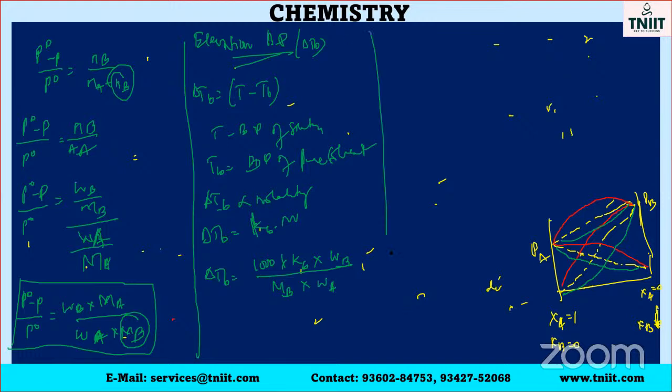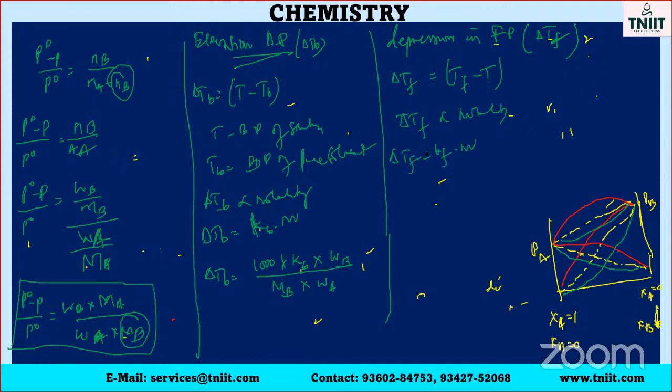Likewise, the next colligative property is depression in freezing point. Depression in freezing point is also called cryoscopy. It's represented as delta TF. So delta TF will be the reverse of this: freezing point of a pure solvent minus freezing point of a solution. So delta TF is proportional to molality. Delta TF will be equal to Kf into molality. Kf is called the cryoscopic constant.